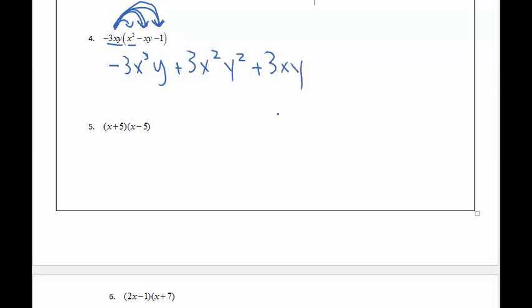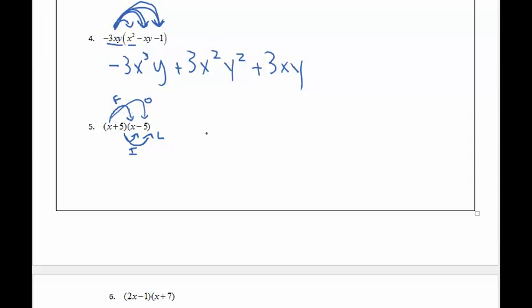Okay, number 5 is our first binomial times binomial. You've probably heard the term FOIL before. Multiply my first two terms. That's the F in FOIL. My second two terms, that's the O. The two inside terms, I. And finally, the two last terms.